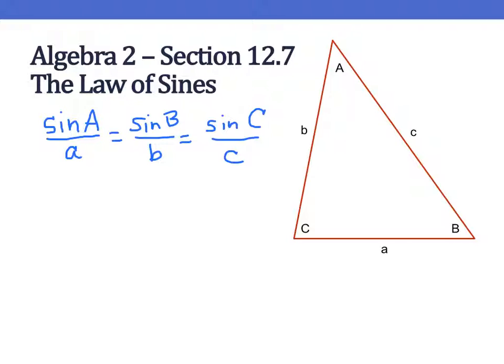In order to be able to use the law of sines, you have to have a matched set. And by a matched set, I mean you need to know an angle and its opposite side at least. And then you need one other piece of information, and it doesn't matter which piece, but you need a matched pair to be able to use this.